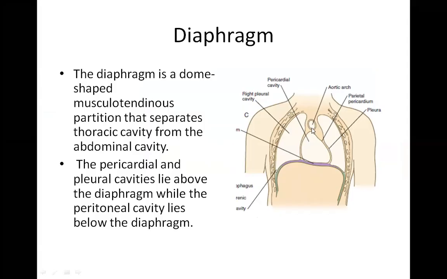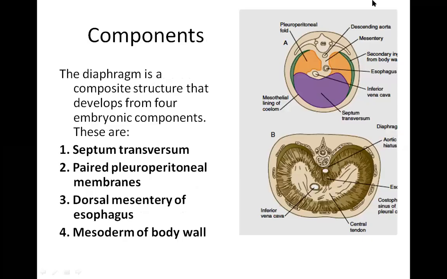So what are the different parts of the thoracic cavity? The pericardial cavity and the two pleural cavities which lie above the diaphragm will form the thoracic cavity. They occupy the thoracic cavity, while the peritoneal cavity will lie below the diaphragm. So there are four essential embryonic components of the diaphragm.